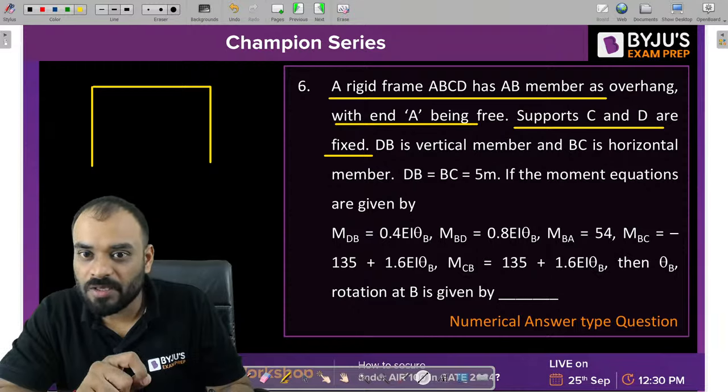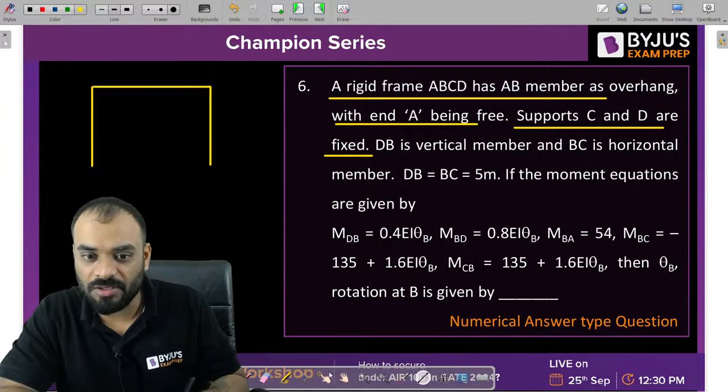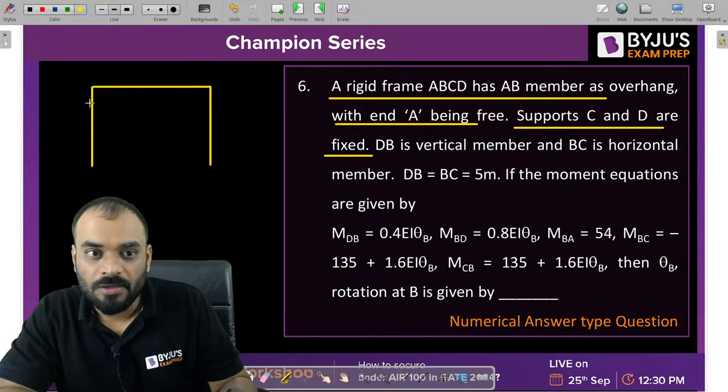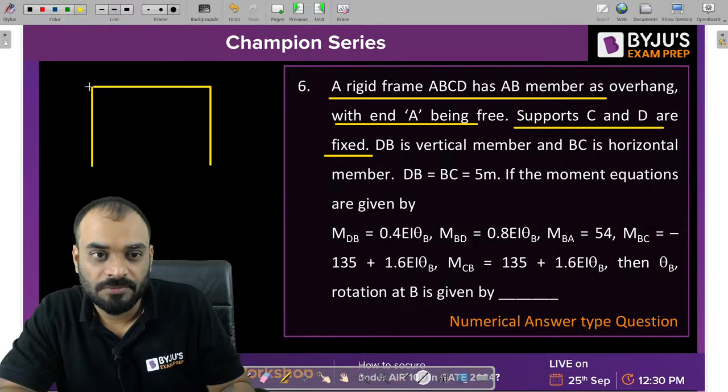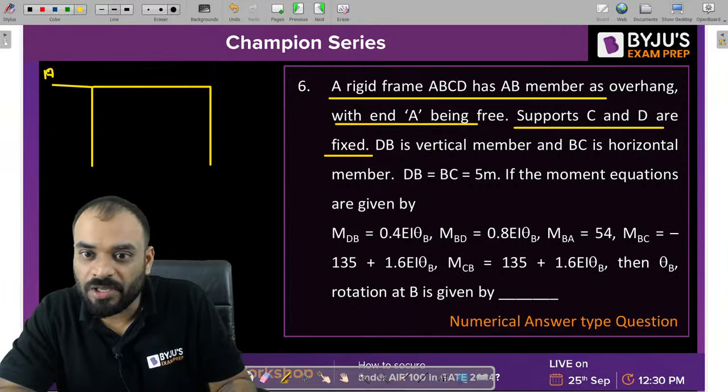Okay, ABCD has a frame, AB is an overhang, with A being free end, and C and D are supports. Let's draw it. Let us suppose this is A, which is the free end, and this is B.